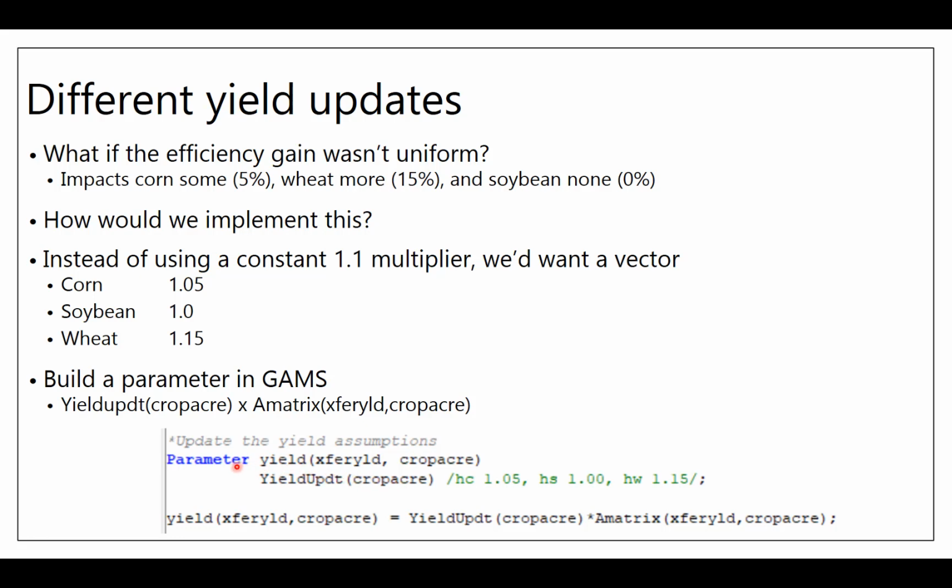Okay, and so here's how that would look, and this is the final piece that's in the code you have. So the parameter yield is still created. We have a new yield update parameter, and instead of that 1.1, which used to be written right here, we're going to make what we call the yield update parameter. It operates only over crop acre, and it lets you go in and set the exact values you want: 1.05 for corn, 1 for soybeans, and 1.15 for wheat. And then you just go in and say, multiply the yield update times the A matrix. That's the new yield.